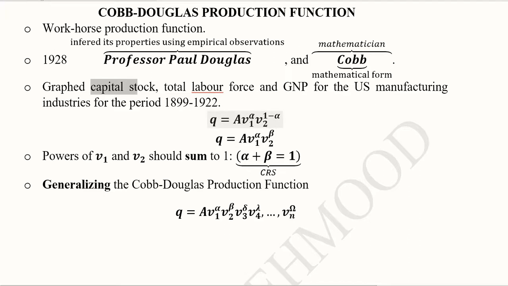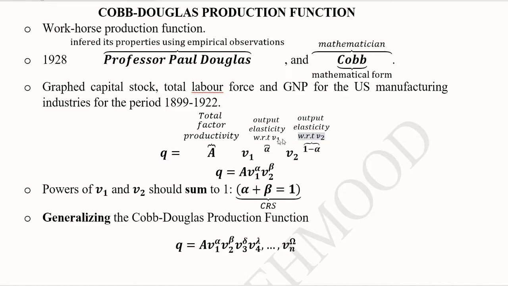So their powers are there, alpha, 1 minus alpha. They are showing the output elasticity with respect to V1 and output elasticity with respect to V2, their powers. I have elaborated them now, so now they are much more visible and understood. The term A is the total factor productivity, which relates to the contribution into the output other than the contribution of this factor and that factor, because there are other factors that can affect the output. So that effect of other factors is captured by this term. It is known as the total factor productivity.